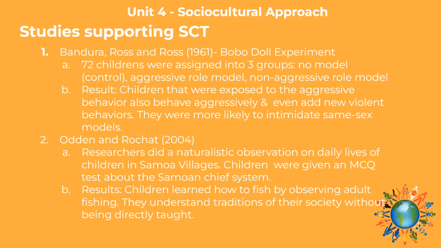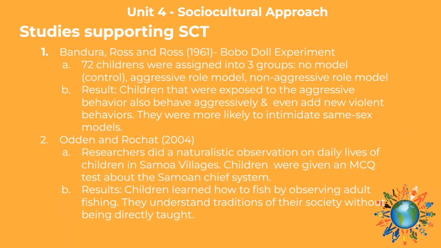We're going to go over two studies that support the social cognitive theory. The first one is Bandura, Ross, and Ross in 1961. This is by Bandura, the person who came up with observational learning. This is also known as the Bobo doll study. In here, the children are divided into three groups.